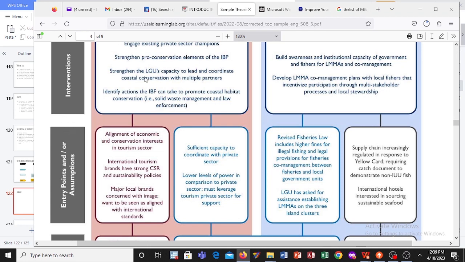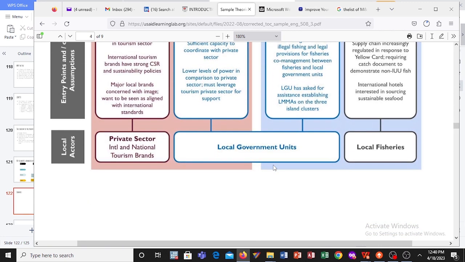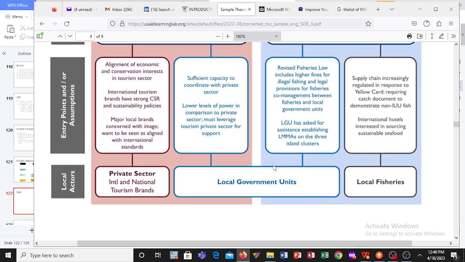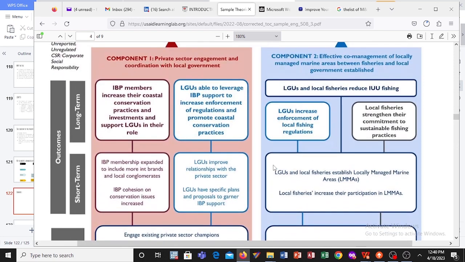So the intervention has strengthened local government capacity to lead and coordinate coastal conservation with multiple partners. And they mentioned there are key entry points that will help them in employing these interventions: alignment of economic and conservation interests, international tourism and brands, major local brands. And then they've also mentioned the local actors. These are people who will be affected: the private sector, the local government units, and local fisheries, since it's a fisheries project.